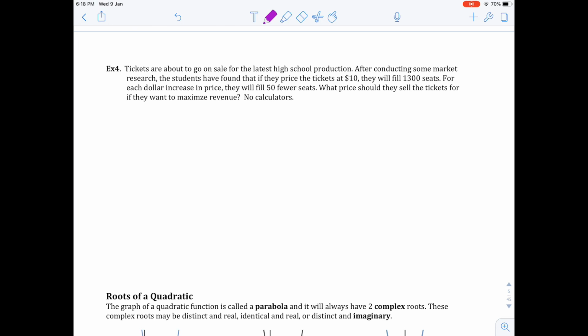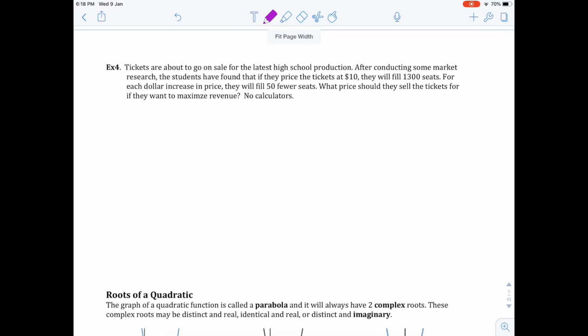Let me just take you through the problem really quickly. We've got tickets for the high school production. The students have done some research. They find that if they price the tickets at $10, they can fill 1,300 seats. For each dollar increase, they're going to sell 50 fewer tickets, and we are looking to maximize our revenue. Once again, this is a non-calculator question.